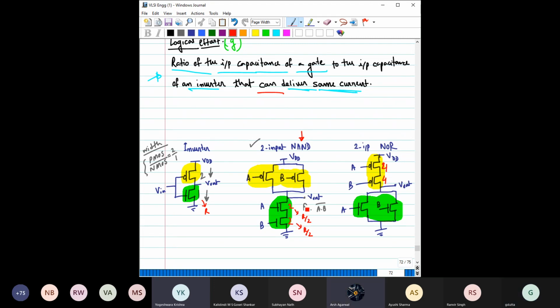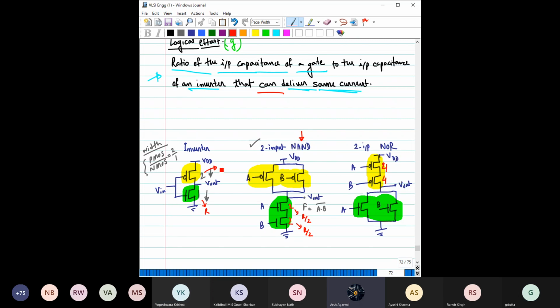And for the pull-up network, we want R. See, we are discussing the NOR gate right now, right? Yes, sir. Okay. So, sir, what is the resistance of this inverter? If it is 2, then it is 2R.